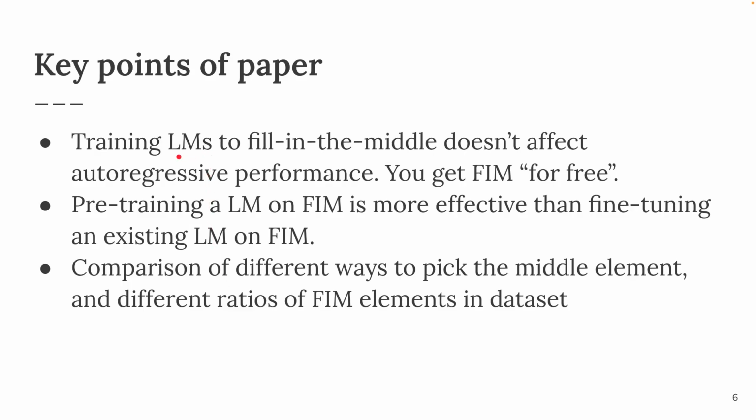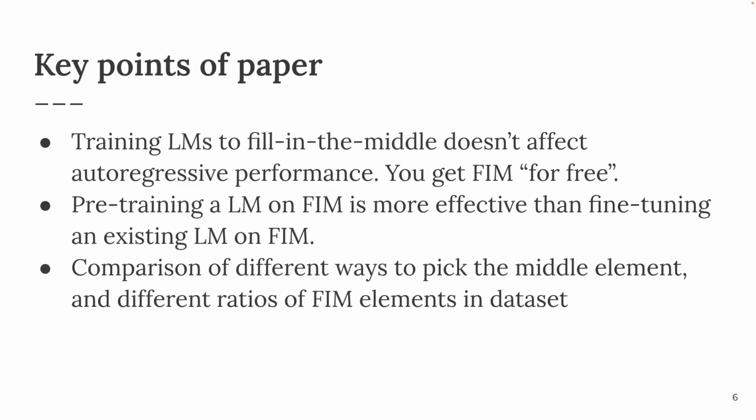So it seems that training language models to fill in the middle doesn't really affect autoregressive performance. So you can train a large language model on both tasks, and you get fill in the middle for free. And for autoregressive, it seems to work just as well. This is one of the key findings of the paper. So you might as well use a model pre-trained also on fill in the middle, or pre-train a large language model that way, because then you could use it for more things than the standard autoregressive model.